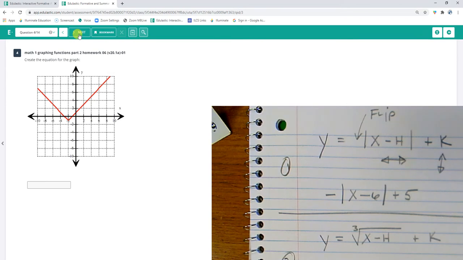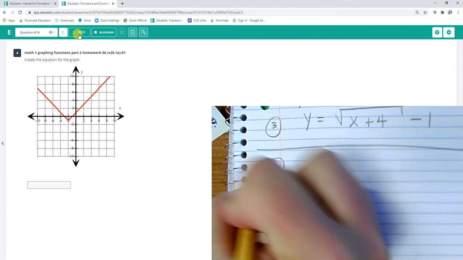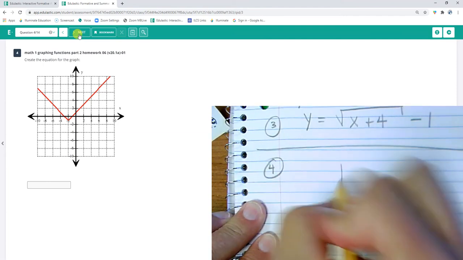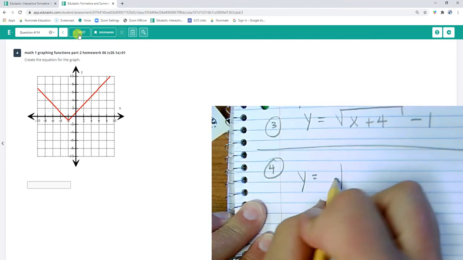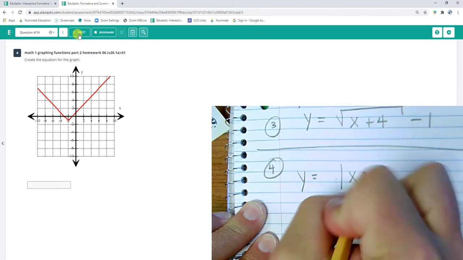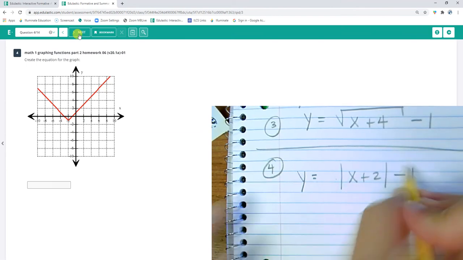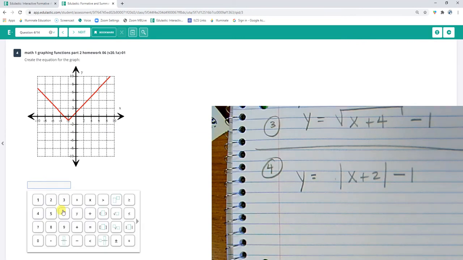Number 4. You probably couldn't see what I was just writing. Number 4, what am I looking at? I'm looking like absolute value. It doesn't need to flip. It needs to move over 2. And it needs to move down 1. There it is. Over 2, down 1.